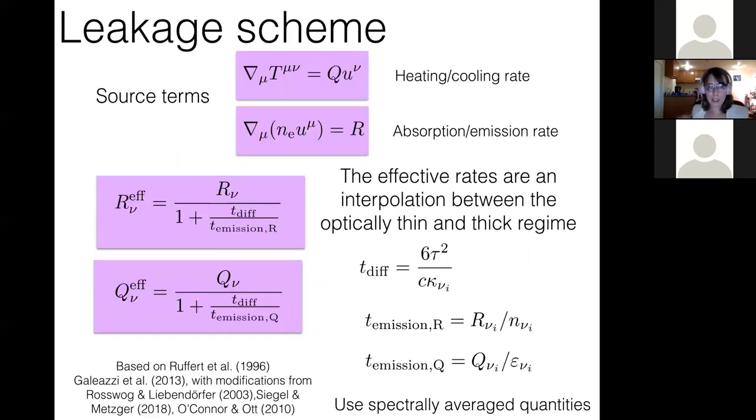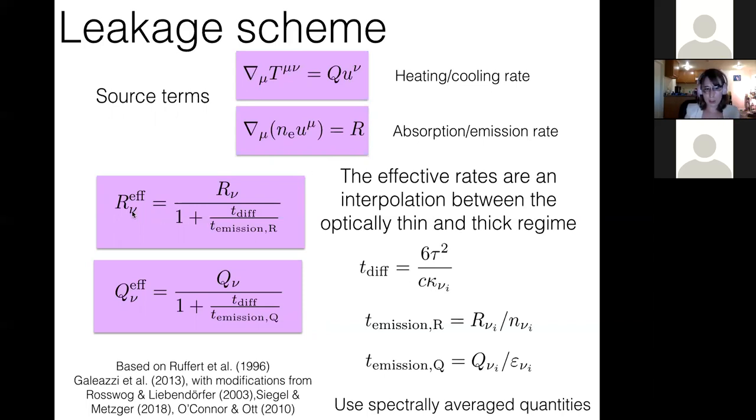So as Scott already mentioned a bit, in the leakage scheme, what we do is we add source terms to the equations. Here, we add this heating or cooling rate Q to the energy equation, and we add this absorption and emission rate to the electron fraction equation. Usually this would be 0, and that would be a passive scalar, which is something we don't want for these cases. And what's really nice for the leakage scheme is that the effective rates are an interpolation between the optically thin and optically thick regimes.